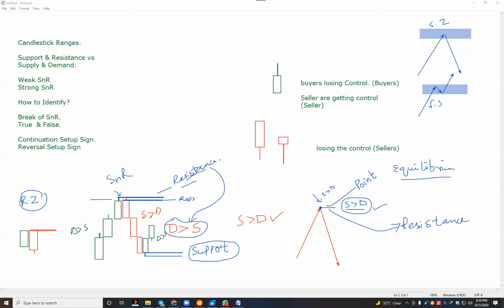I have one question. Do you draw the supply and demand zones the same as resistance and support? Because I've seen people draw them differently. Yes. When I teach about the types of support and resistance, there are 20 types.